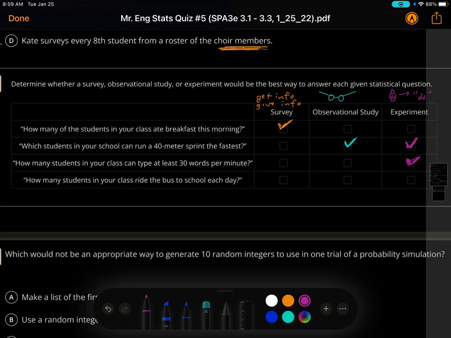And the last one, how many students in your class ride the school bus each day? I think it'll be really hard to watch everyone. It's not really an experiment, so I would say this one is a survey. You're just getting information, and they're giving information.